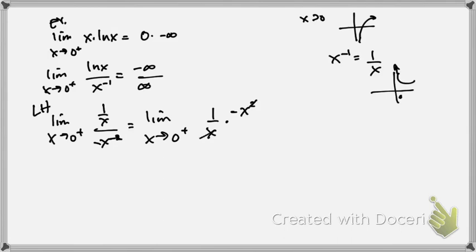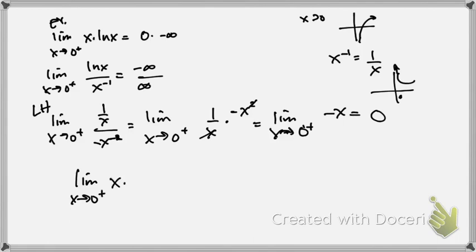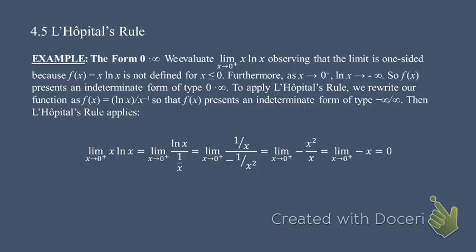So one of my x's cancel, and I just have the limit as x approaches 0 from the right of, now I just have a negative x left. And when I plug that in, I get 0. So our original limit that we were looking for is going to be equal to 0. Again, this is the problem that we've just worked. So these are anything in the form of 0 times infinity, that's plus or minus infinity.